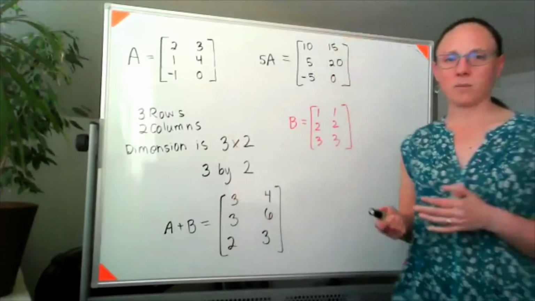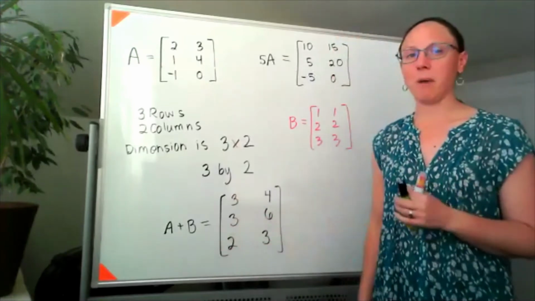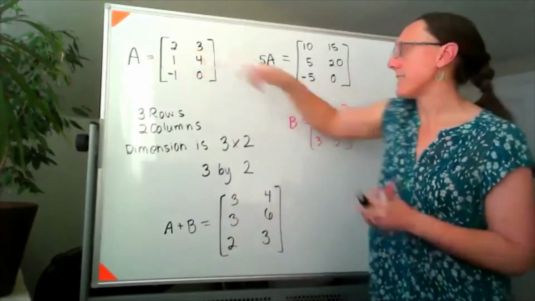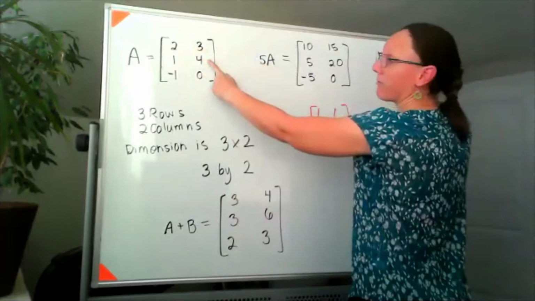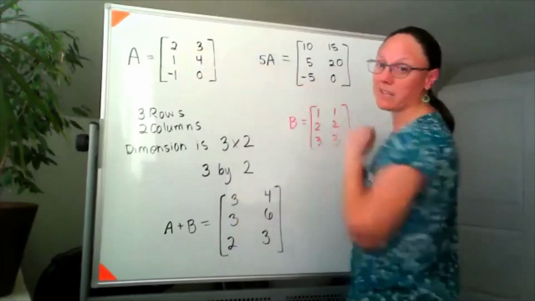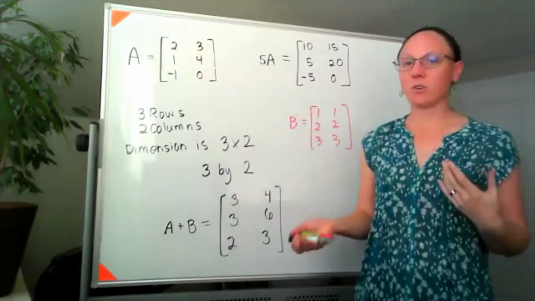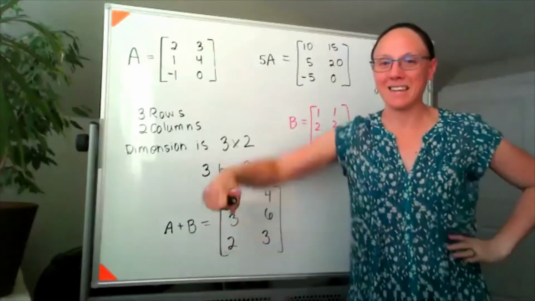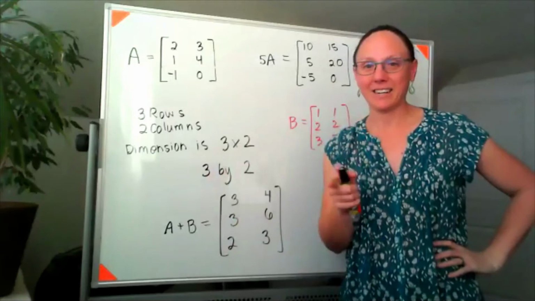And we could do the same thing with subtraction. If I had A minus B, then I would take each element of A and subtract the corresponding element from B that's living in the same space. Well, if I can add or subtract matrices, what usually comes next in our arithmetic class? Multiplication. Here's where life gets messy.